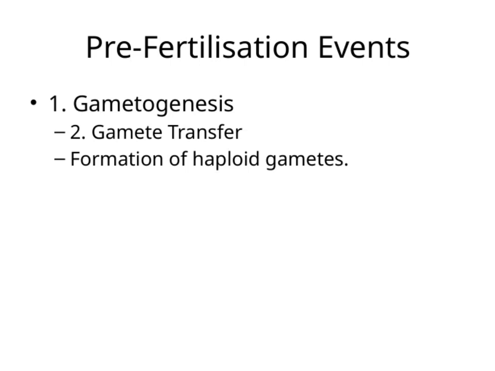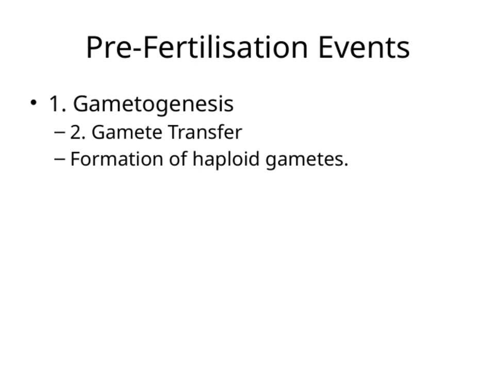Let's talk about gametogenesis, which is the process of forming gametes, or reproductive cells. This process is crucial because it ensures that each gamete is haploid, meaning it contains only one set of chromosomes. This is essential for maintaining the correct chromosome number across generations.